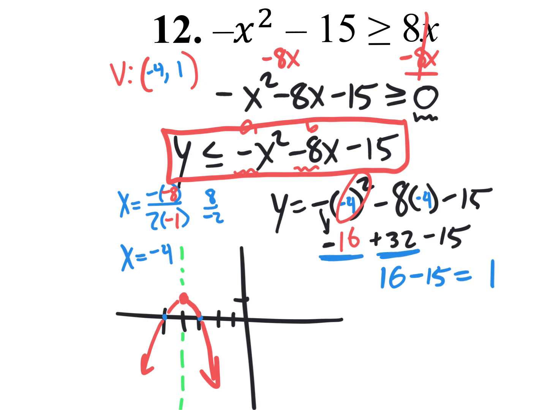Do I shade above or below? Below. Any point on the parabola shaded below because it's a less than symbol. So in other words, it's shaded on the inside, right? Not the outside. Let me shade it really good on the inside. Negative 5 is less than 3.